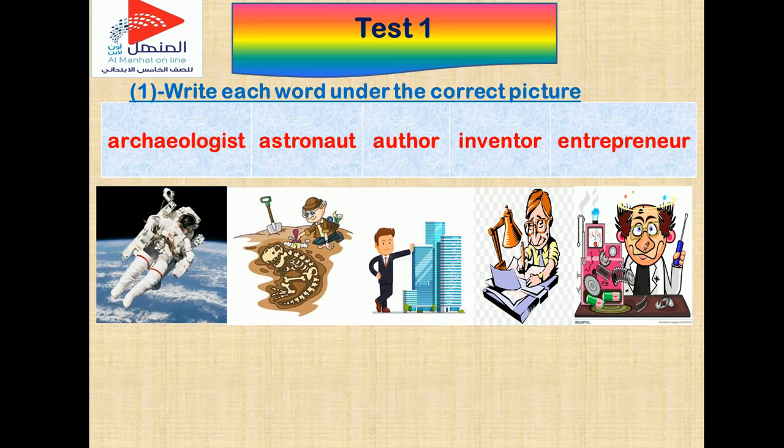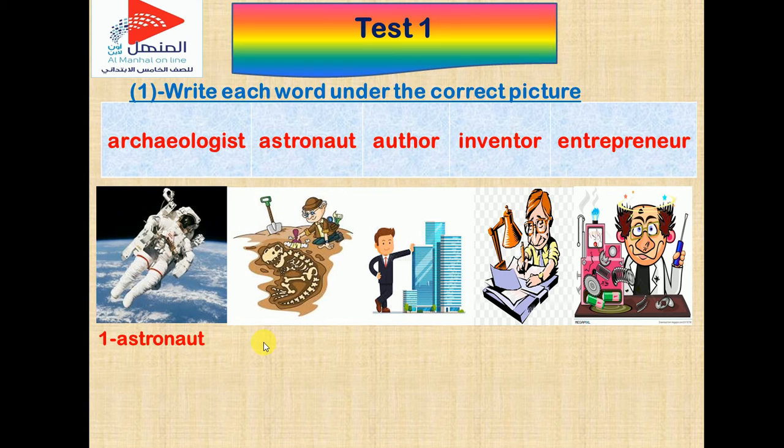Look at the first picture from the left. What is this man doing? As we saw before, he's flying into space. He looks like he's flying into space, and the earth is below him. All right. So what's his job? Excellent. He is an astronaut. He is an astronaut. All right. And the second one, excellent.